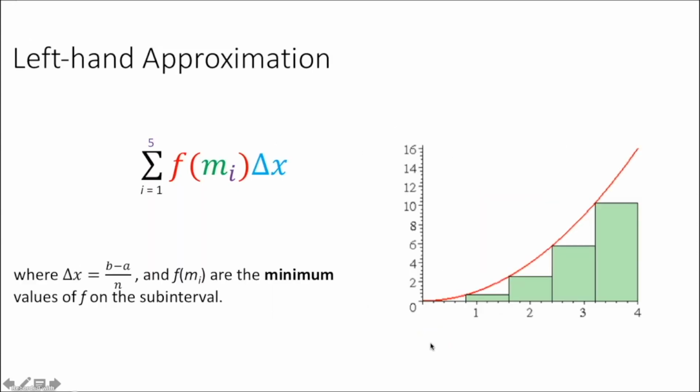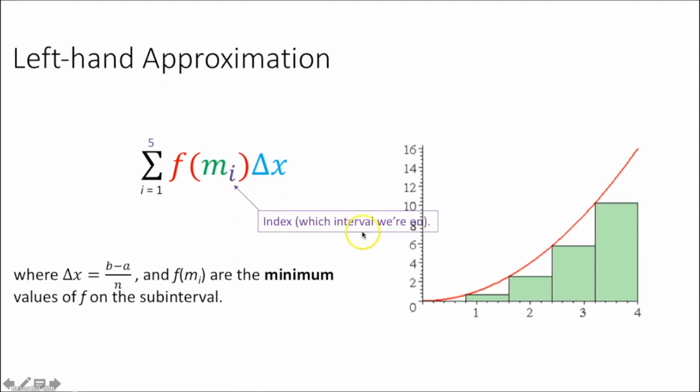Now let's talk about the left-hand approximation a little bit more. This is what it looks like in sigma notation. This means the sum from i equals 1 to 5 of f of lowercase m sub i times delta x. Now, what does that mean? Well, i is going to represent your index.